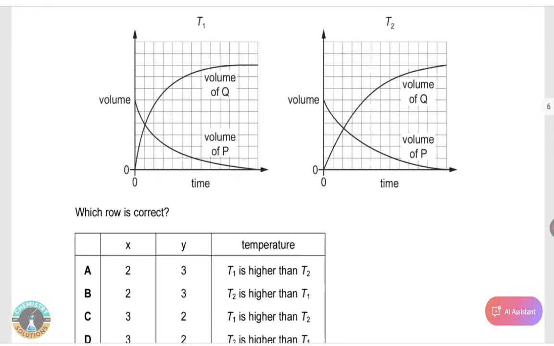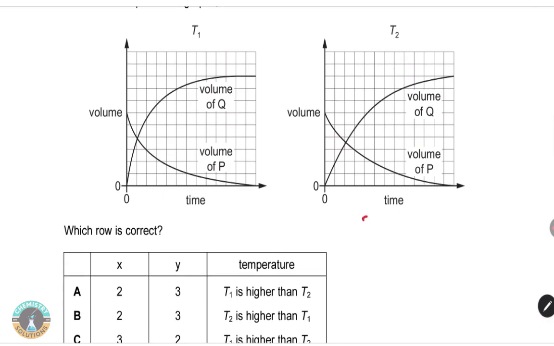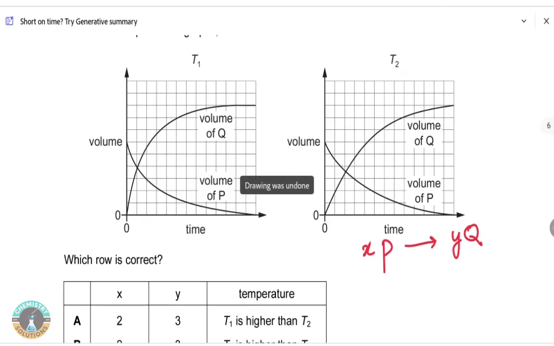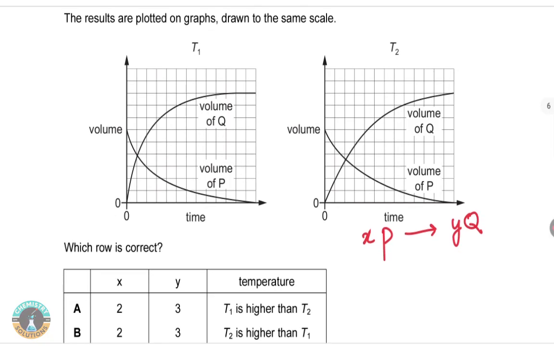Let's solve this question. We have to give the moles of X and Y. XP, YQ. If I'm not wrong, Q is the... So we can check again. XP, YQ. Now first of all we have to look at the graph.